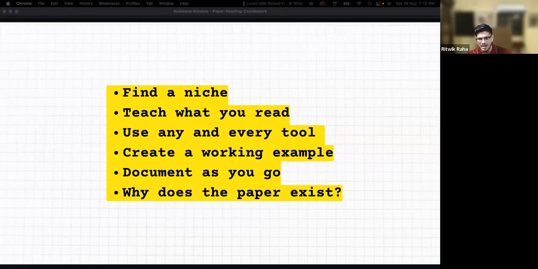And if at the end of it you do not have a clear answer as to why this paper exists, you might probably be at a better place than you started, because you have now thought about a million research problem statements that might have gone into creating that research paper.